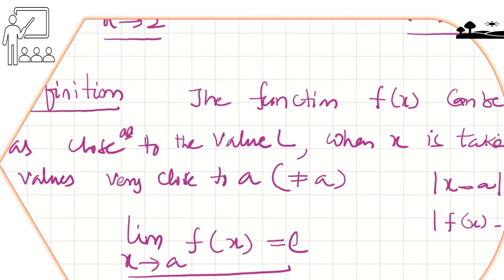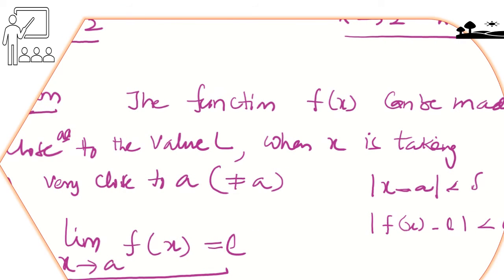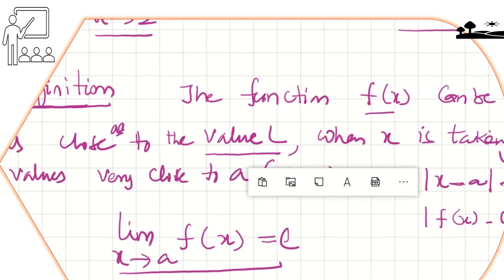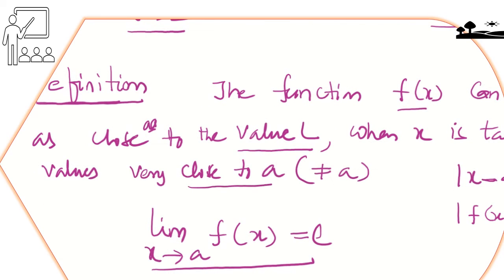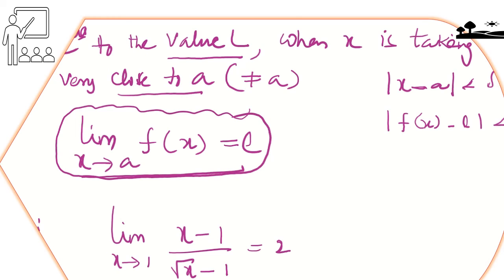Now I am giving the formal definition of a limit. The function f of x, whatever the function is, can be made as close as we like to a value L, where L is some real number, when x is taking values very close to a, but not equal to a. In symbols, I can write limit as x tends to a of f of x equals L. So this is the conventional, or you can say mathematical, notation for a limit.